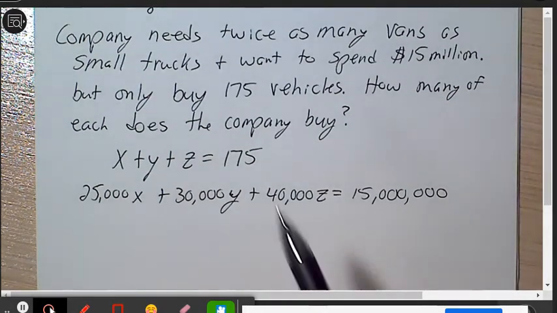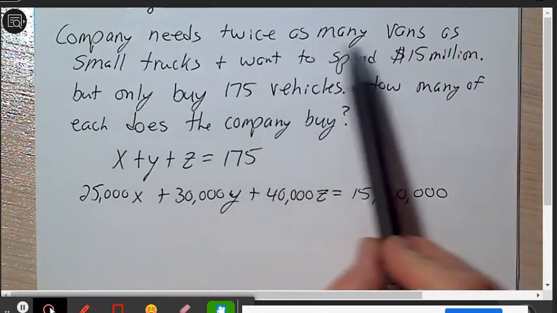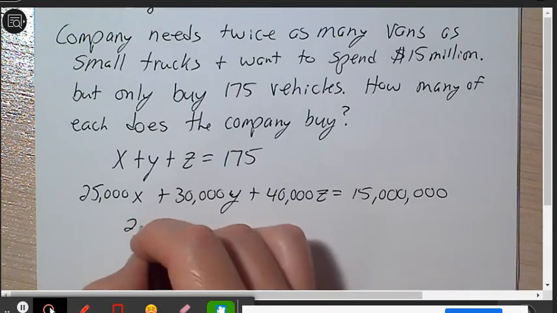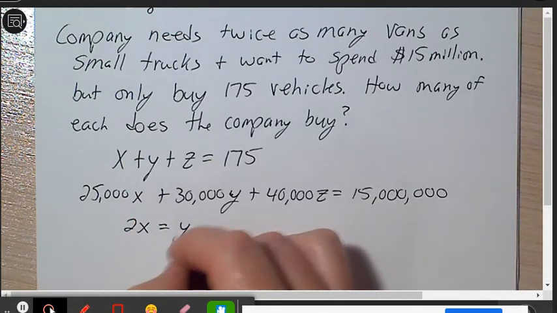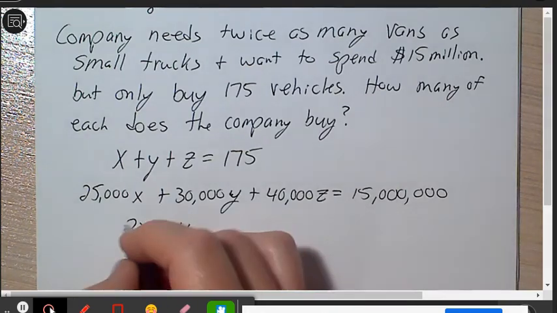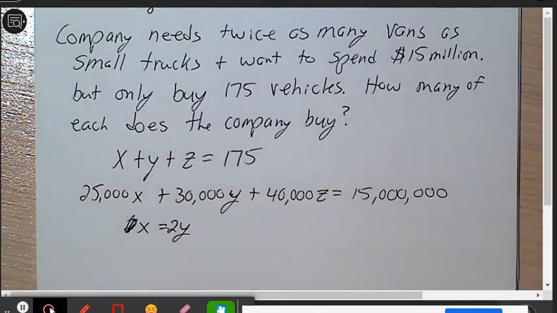Okay, and the last one, which probably should have been the first thing we wrote down: the company needs twice as many vans as small trucks. So however many small trucks we have, we're going to double that number to get the vans. X is equal to 2 times Y, because we're going to double the amount of small trucks to get the amount of vans we have. Okay, so there's our system.